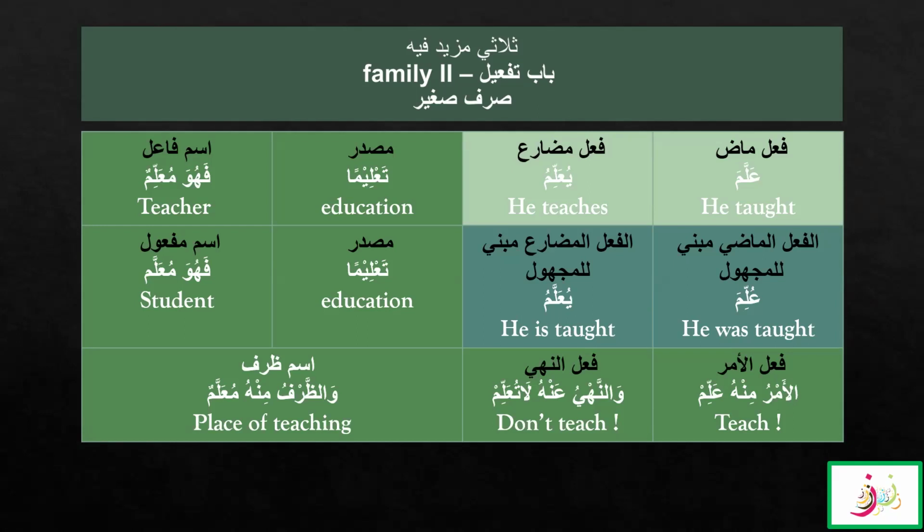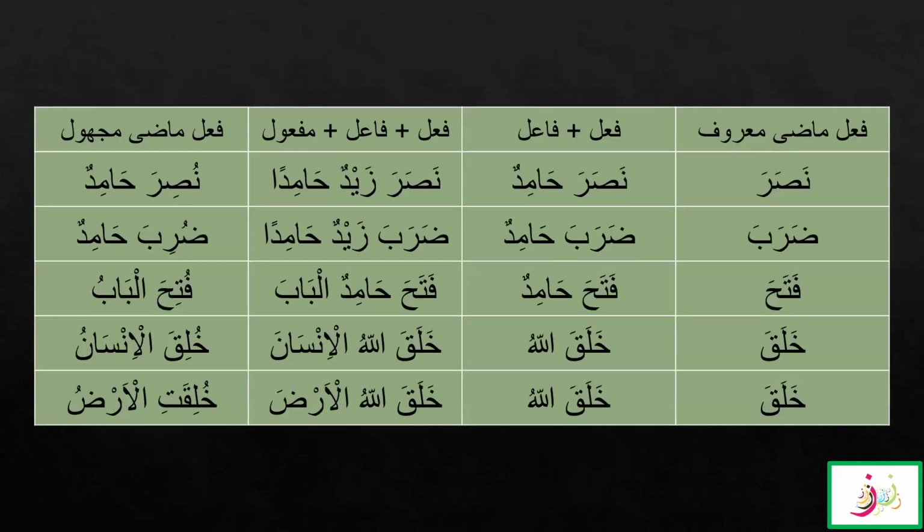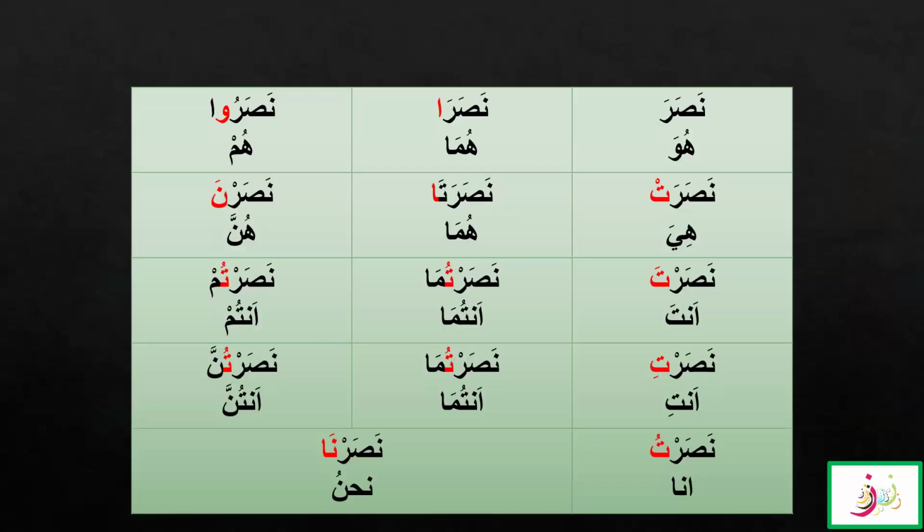So let's first recite the chart of Nasara and its Fa'il Madi Majhul, to see how Surf Kabir can be formed into Fa'il Madi Majhul. We know that the chart goes like this for Fa'il Madi Ma'loom: Nasara, Nasara, Nasaru, Nasarat, Nasarata, Nasarna, Nasarta, Nasartuma, Nasartum, Nasarti, Nasartuma, Nasartunna, Nasartu, Nasarna. Alhamdulillah. So here we focus on the i'rab, the fathas, the kasras, the dammas in all the Fa'il Madi Ma'loom.